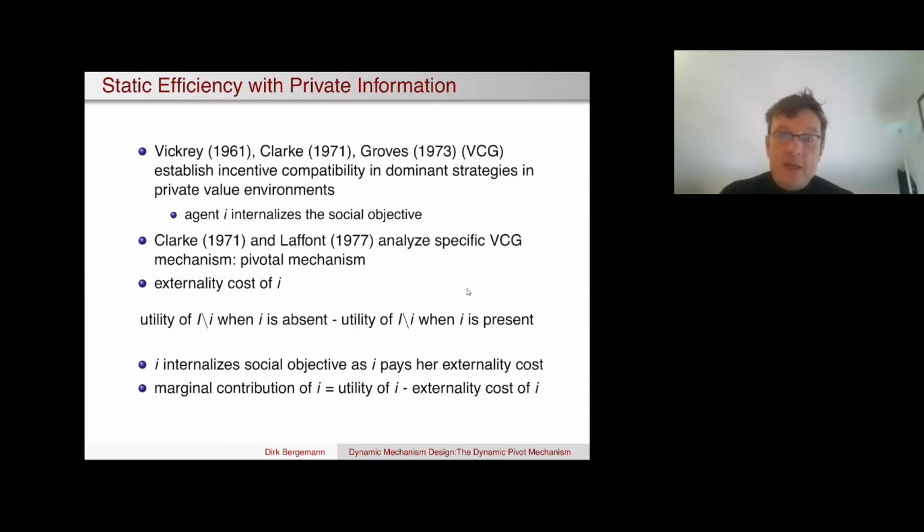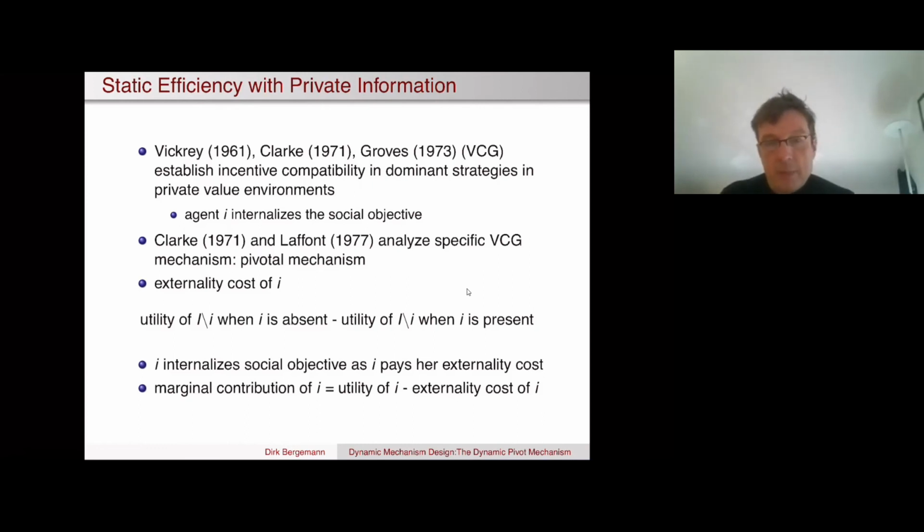And the way it's done is by having each agent, through the structure of the transfers, internalize the social objective. So even though a priori each bidder is only interested in his own private net utility, by setting the transfers in such a way, we are in a situation of actually internalizing the social externality. Okay, Clarke in particular, and then Laffont later on, defined a specific VCG mechanism that was referred to by Laffont as the pivotal mechanism. And that's the one that we're going to work with today, or that we're going to try to generalize to a dynamic setting.